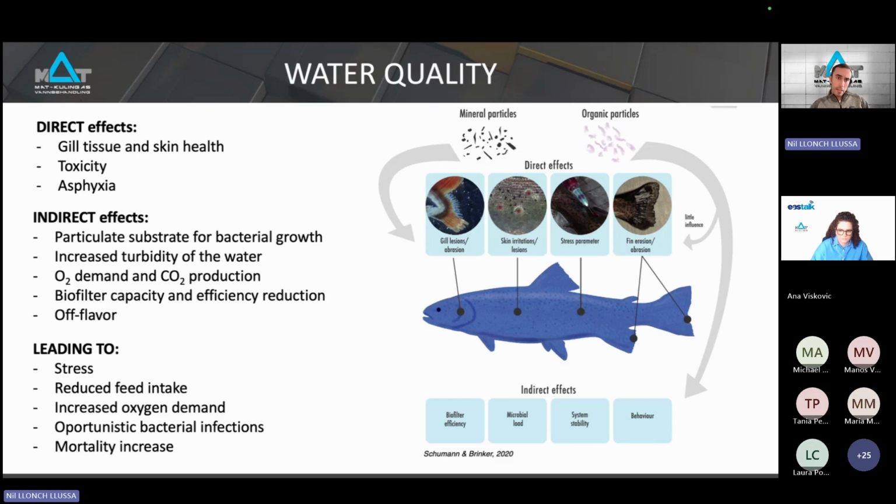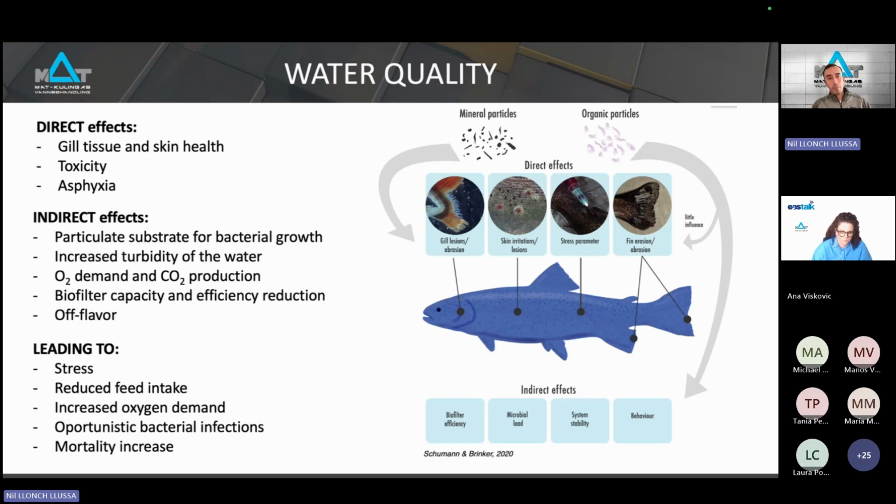And moving on to indirect effects: if the particle concentration in the water is too high, it can serve as substrate for bacterial growth. This is something that we want to avoid. Then we can also have increased turbidity of the water because of certain compounds. Because of bacterial growth, we can have higher oxygen demand and CO2 production. And certain bacteria strains can produce off-flavor compounds, which we want to reduce as much as possible in order to reduce the purging time.